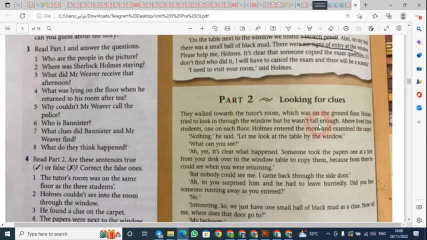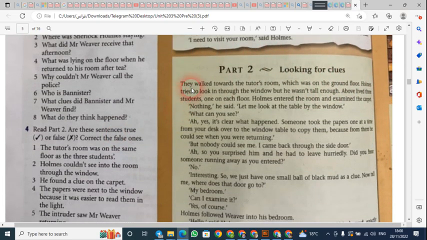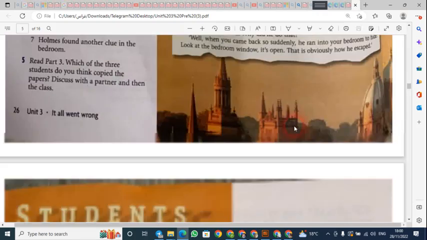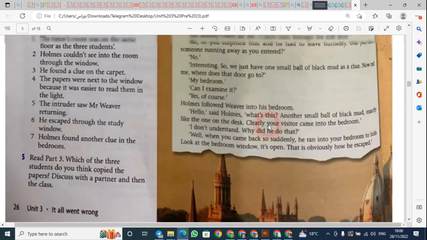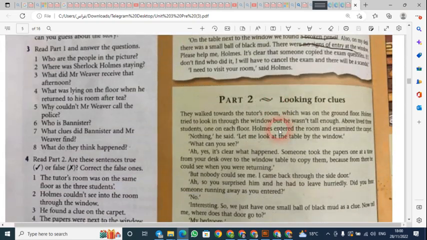Looking for clues. Holmes will start looking for clues. They walked towards the tutor's room, which was on the ground floor. Holmes tried to look in through the window, but he wasn't tall enough. He wanted to look from the outside but couldn't. And this is important information.